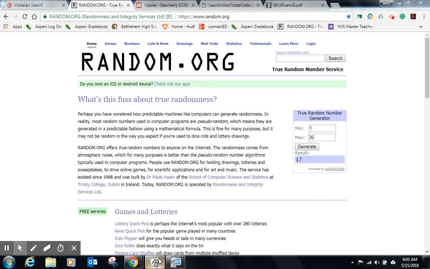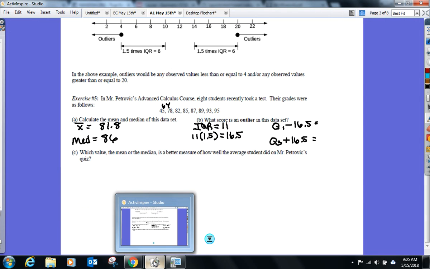Easy way out. 17. What do we have? Where are we getting that? What was quartile 1 for you? Quartile 1 minus 16.5. Quartile 3 plus 16.5.